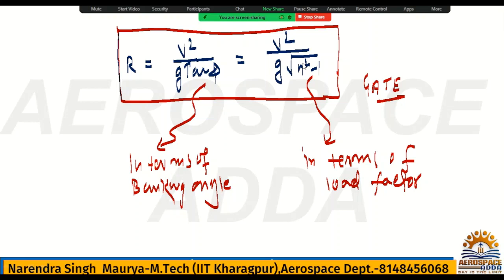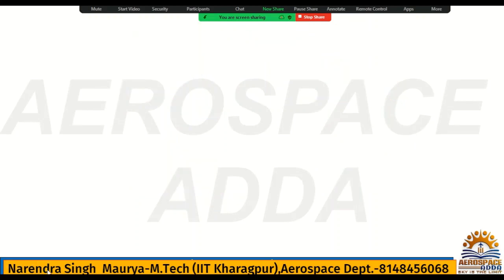So what is the next? For the same turning flight, I'm explaining different parameters, and believe me, they have asked questions based on all these parameters. So the third one is the rate of turn. This is very basic. Rate of turn is nothing but omega, because it's the angular velocity, right?